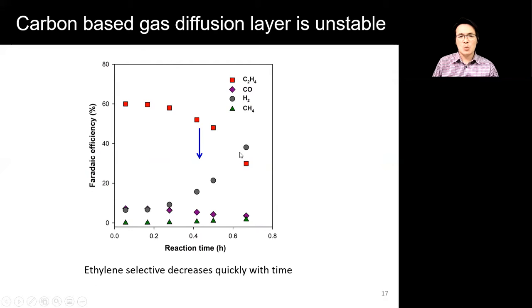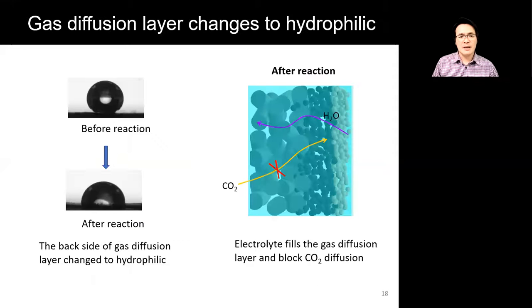We tried to understand why, and what happened to the catalyst layer or the gas diffusion layer. By characterizing the catalyst and the gas diffusion layer after the reaction, we found that the surface of the gas diffusion layer changed from hydrophobicity to hydrophilicity. As you see, the change in the water contact angle here. And as mentioned previously, once the gas diffusion layer changes to hydrophilic, the water from the electrolyte will penetrate through the gas diffusion layer. In that case, it blocks the CO2 from diffusing to the catalyst layer.